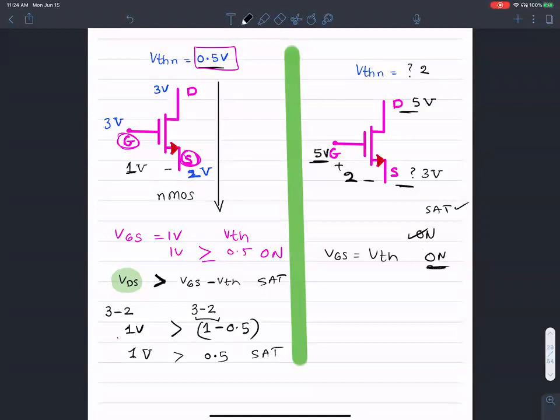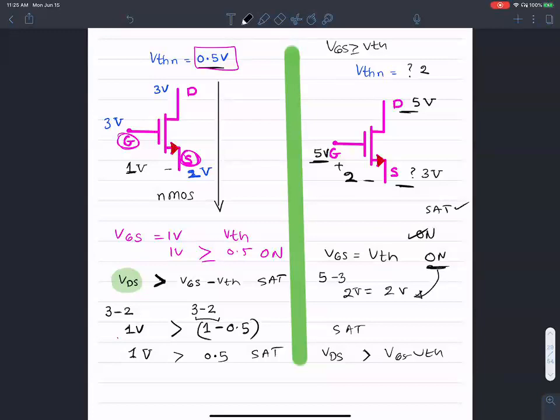Because it is on, it's going to be in saturation. So what's the value of VGS? VG is 5 minus VS is 3. So that compared to V threshold is exactly 2 volts. So the condition for turning on is VGS is greater than or equal to V threshold. So it barely satisfies that condition. So it is on. Now let's look for saturation. I know for a fact VDS compared to VGS minus VTH is going to be greater than that. Okay, VDS, you can do the math, you'll see that VDS is greater than VGS minus VTH.